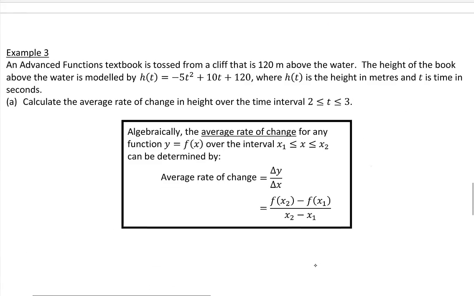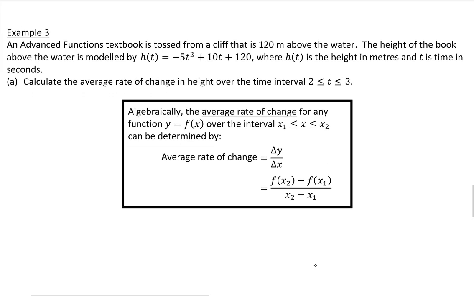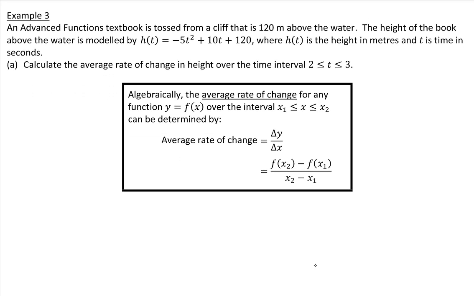What happens if we don't have a table or a graph? So our final example. An advanced functions textbook is tossed from a cliff that is 120 meters above the water. The height of the book above the water is modeled by h of t equals negative 5t squared plus 10t plus 120, where h of t is the height in meters and t is the time in seconds. Calculate the average rate of change in height over the time interval 2 to 3.